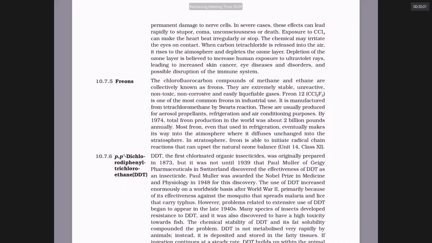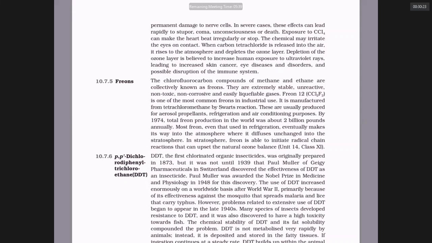Freon first digit 0. 0 means there is only 1 carbon. The number of carbons minus 1 is the first digit. Then B is the number of hydrogens plus 1. Number of carbons minus 1, number of hydrogens plus 1. The last digit is the number of fluorines.